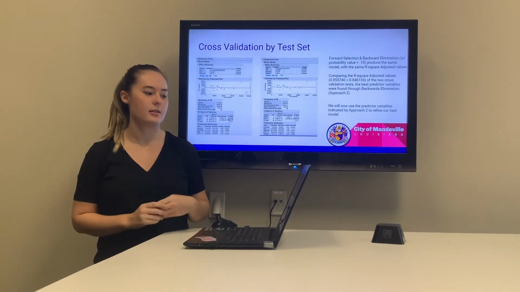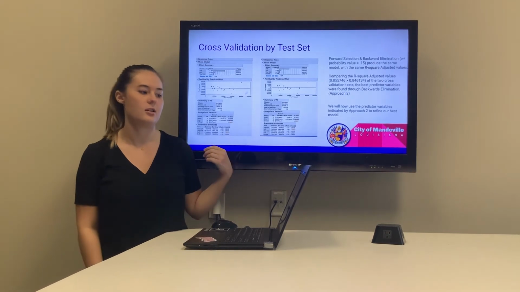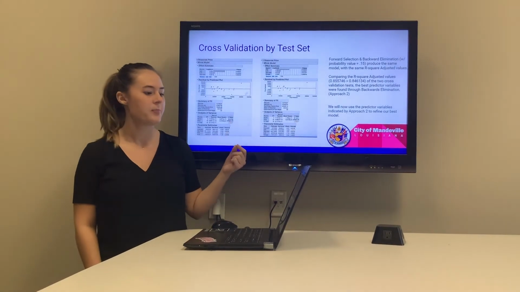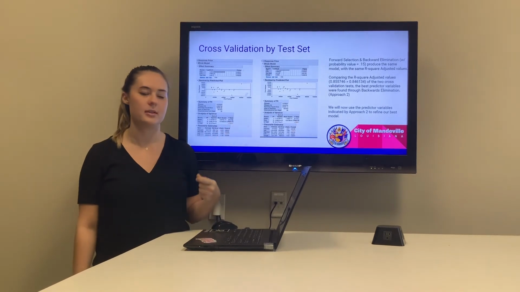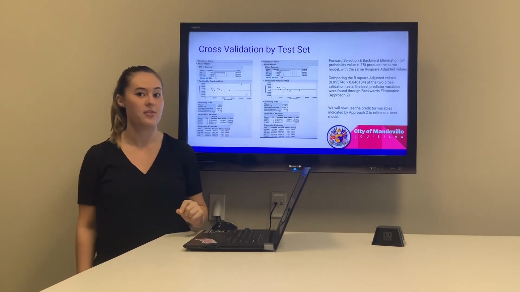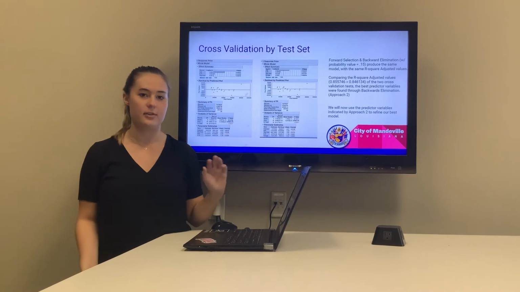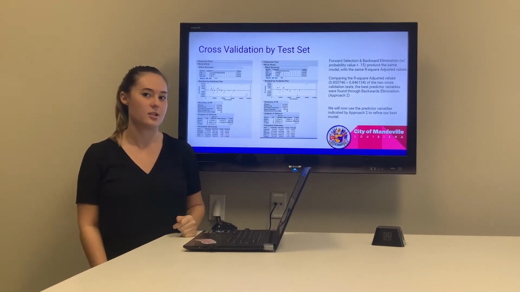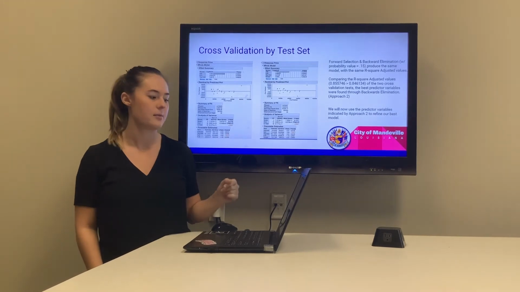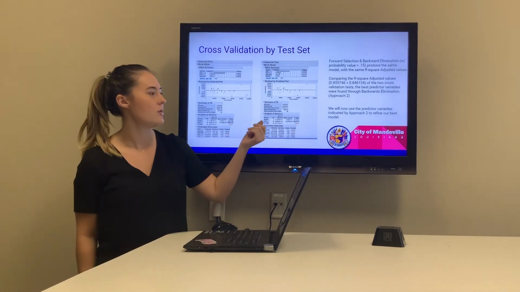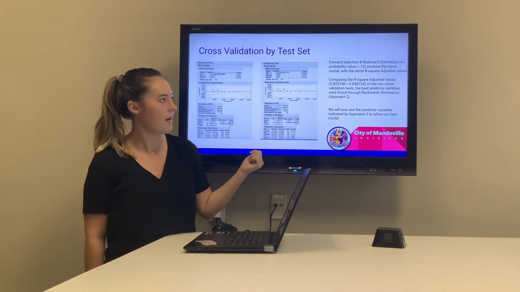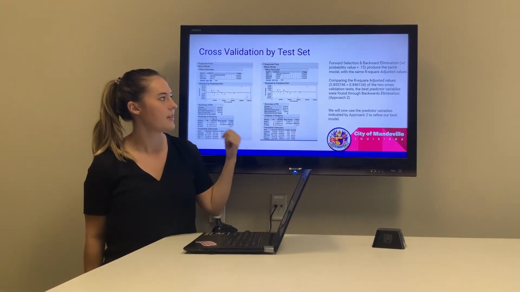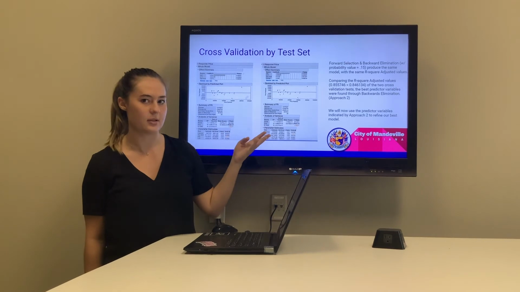So this is where we did our cross validation by the test sets. Forward selection and the backward selection with the probability equal to 0.15 had the same variables and the same adjusted R-squared values. So we only did 2 cross validation sets. We did the cross validation set with the variables we collected from those 2, as well as the variables collected from the regular backwards elimination.